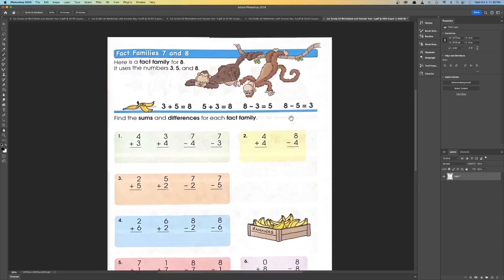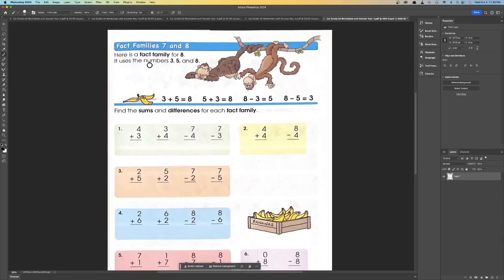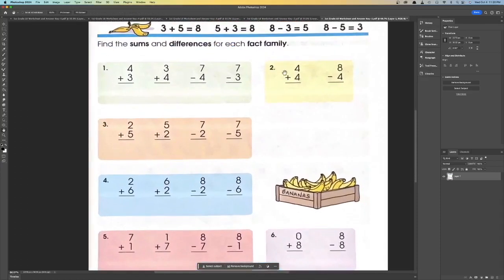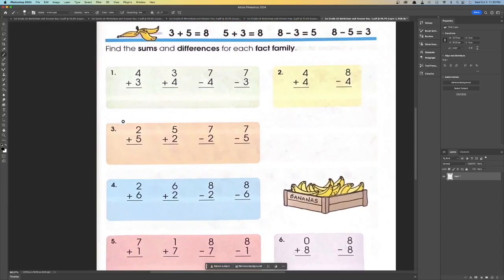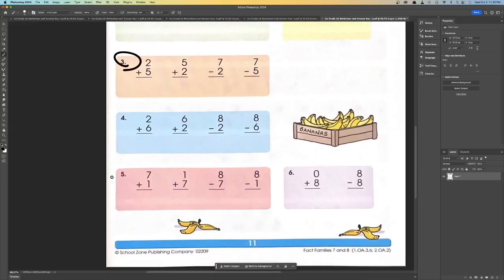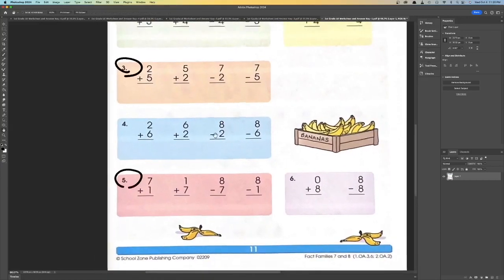So for the first page, we have fact families involving 7 and 8. For example, 3, 5, and 8 are a fact family for 8. As you can see, 3 plus 5 is 8, 5 plus 3 equals 8, and there are some more combinations involving subtraction. So let's try it with 3, and let's try it with 5.